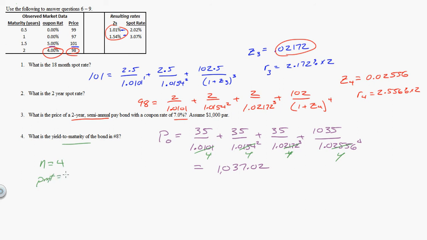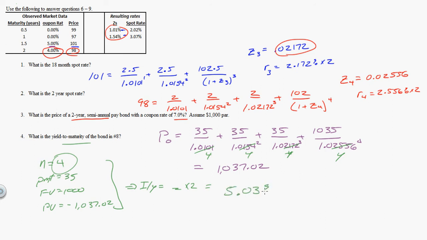So the payout of the bond is 4 payments of $35 each. The future value is $1,000. The present value, and I have to make it negative to make the calculator happy, is 1,037.02. I plug this in, and it gives me an interest rate. But this interest rate is going to be a semi-annual rate, right? Because this is 4 semi-annual periods. So whatever that rate is times 2 is going to be equal to my yield to maturity of 5.03%. Alright, I'm going to stop there. This will be the first part of the midterm.